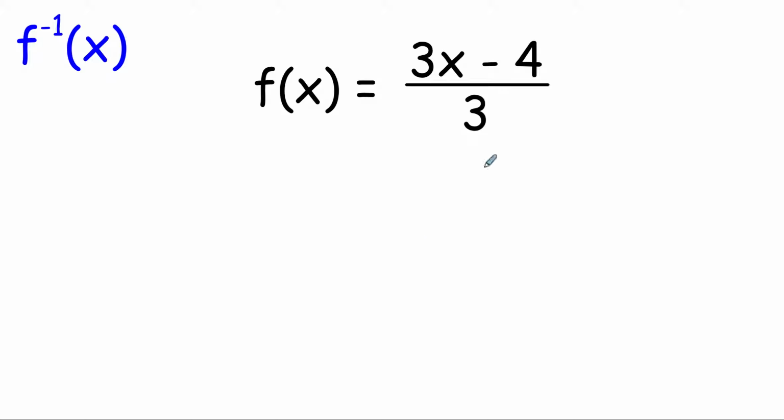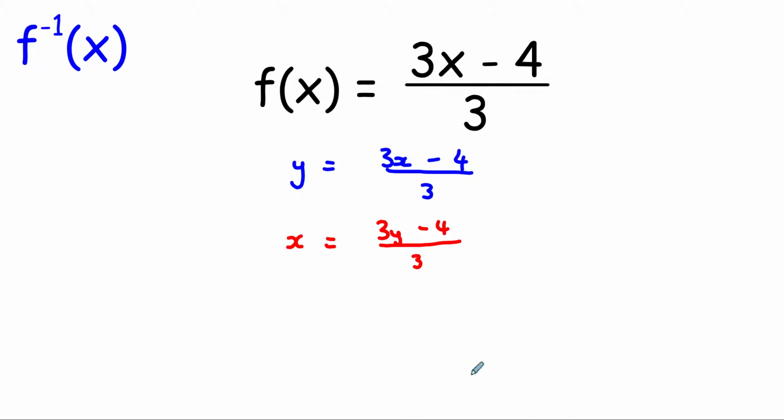Now let's look at this function. I'm going to find the inverse function. So what I'll start off doing is swapping the f of x with y equals 3x minus 4 over 3. I will then swap x and y, so I will make my y an x and my x a y, and then I will slowly rearrange this to make y the subject.